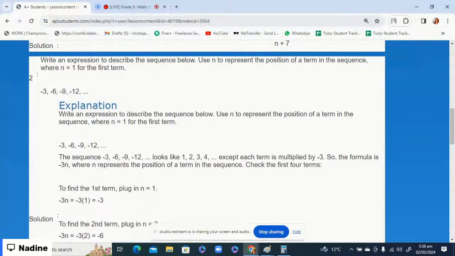Use n to represent the position of a term in the sequence, where n equals 1 for the first term. Now the sequence is 3, 6, 9, 12. It means there is just a multiplication. So what do we do? 3 times which number is 6? 3 times 2 is 6. 3 times 3 is 9. 3 times 4 is 12.